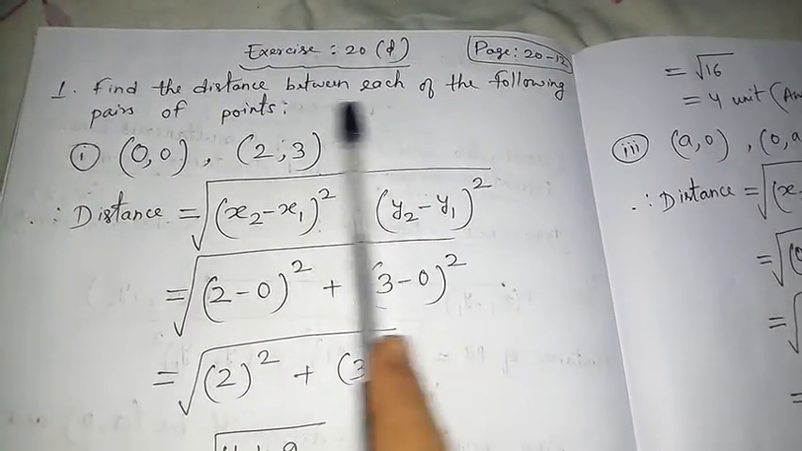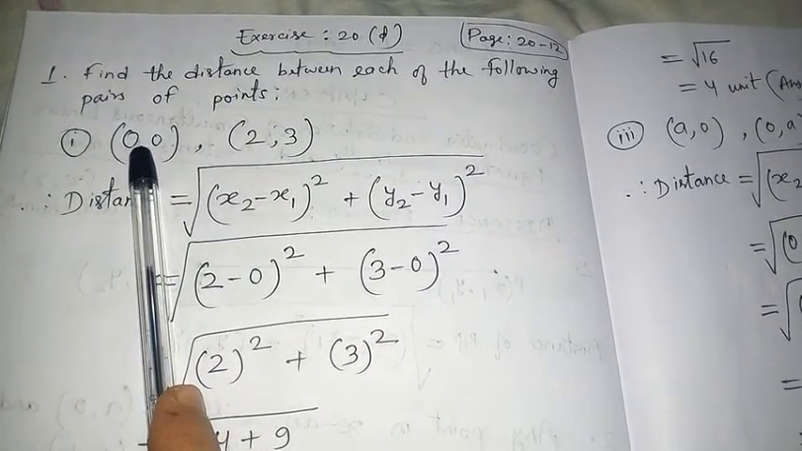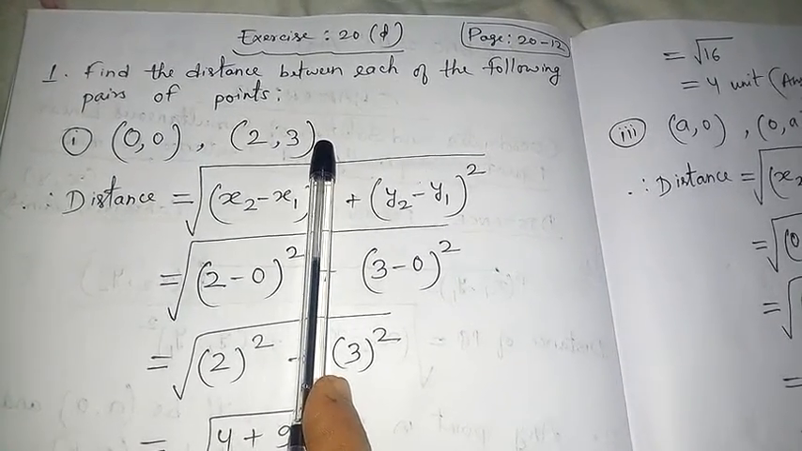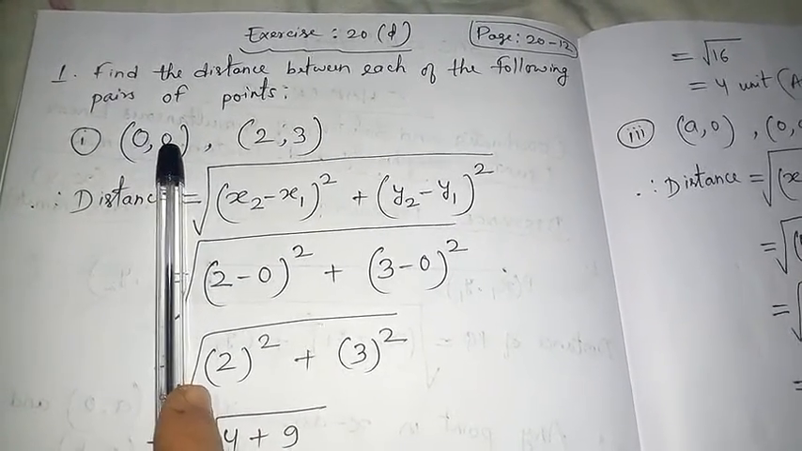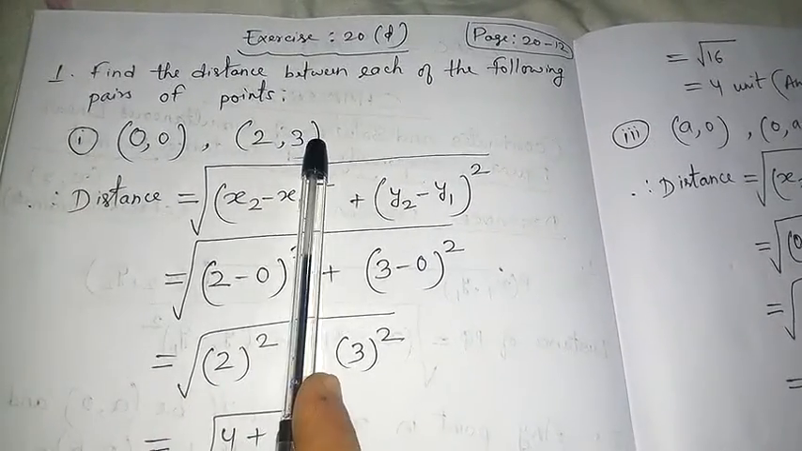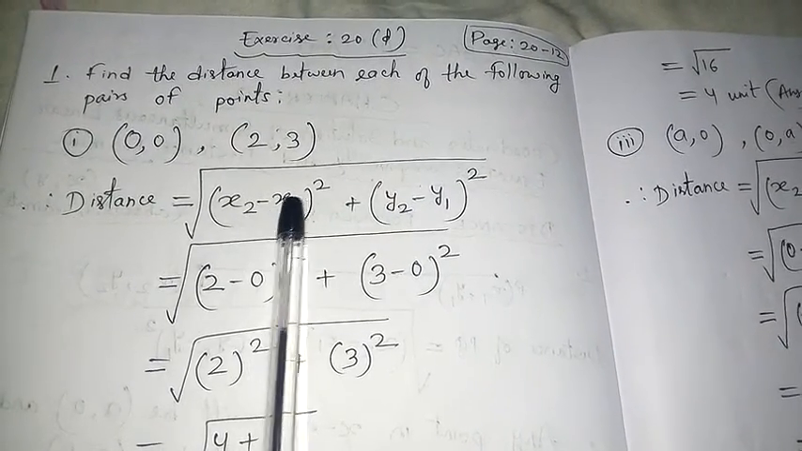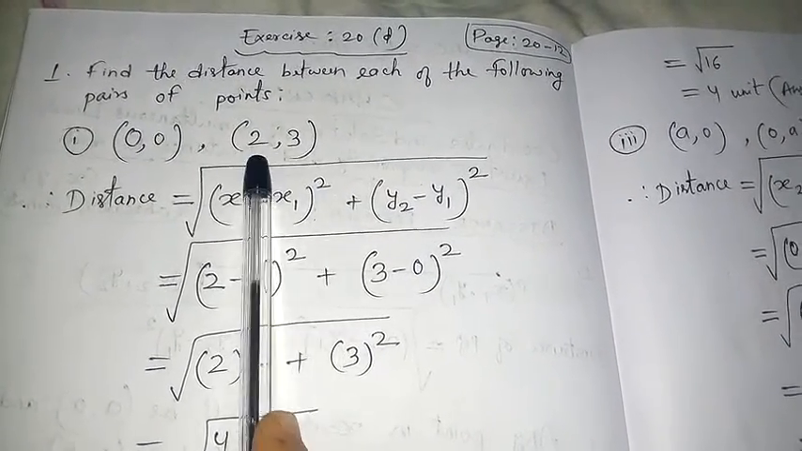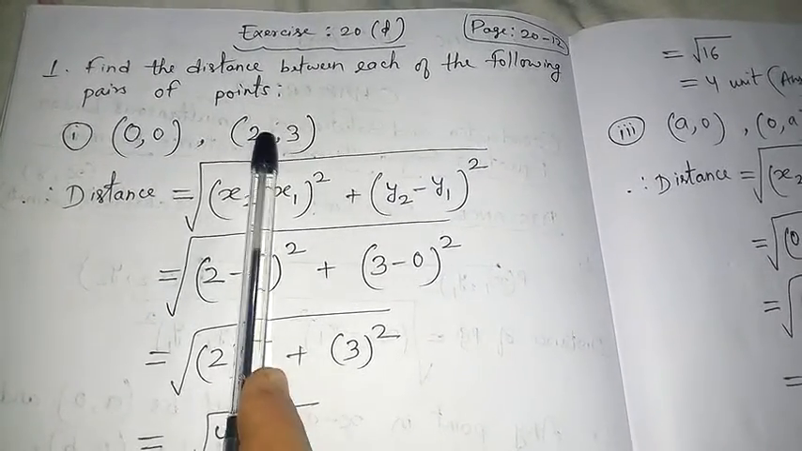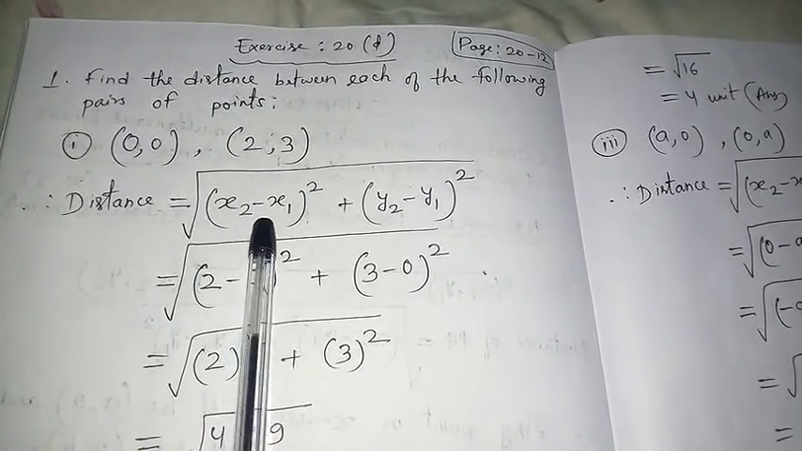Now find the distance between each of the following pairs of points. There are 2 points, that is 0, 0 and 2, 3. Here I will say this is x1, y1 and this is x2, y2. You have to find the distance between these 2 points. The distance formula is x2 minus x1 whole square. Who is x2? This one. Who is x1? This one. That means I take both first values. So 2 minus 0 whole square.